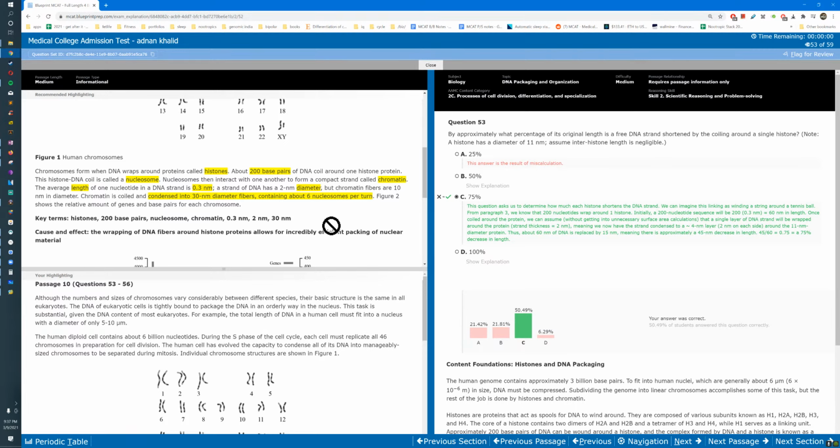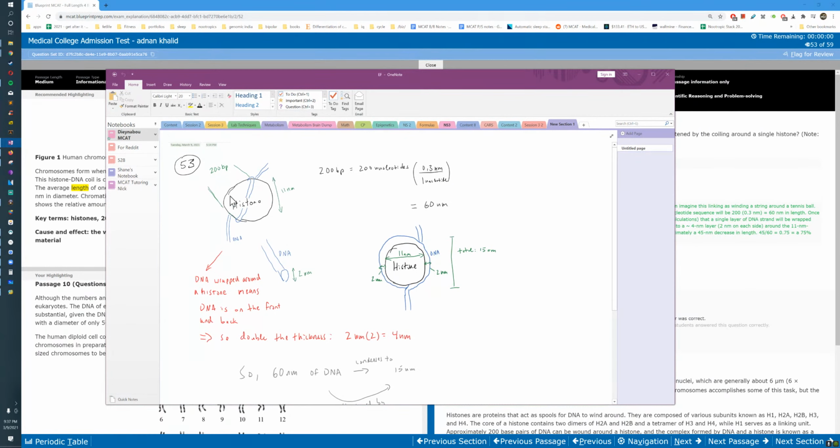The weird thing about it, though, is that when the DNA is wrapped around the histone, it's 200 base pairs, which is 60 nanometers. This is the diameter of the histone, 11 nanometers. The diameter of the DNA is 2 nanometers. The thing is, the DNA wrapped around the histone means that the DNA is on the front and the back. That's actually tricky. So it's double the thickness. So 2 nanometers times 2 is 4.